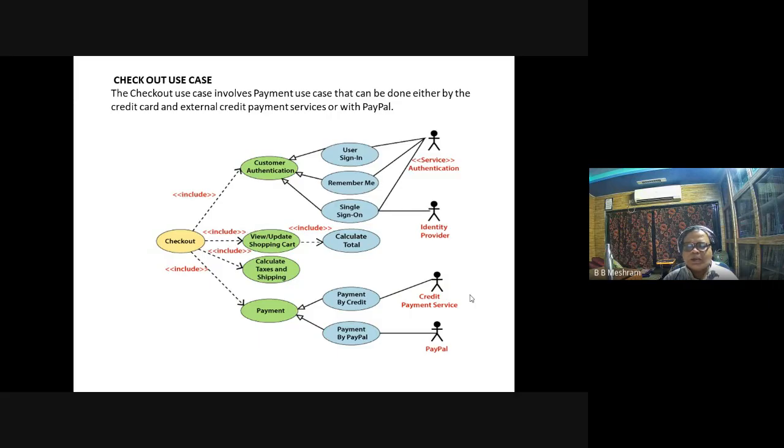So payment is an include use case, which is a generalized use case, because payment can be done by using the payment by credit use case or payment by PayPal. So in this use case, the credit payment service will help to execute the payment by credit. So credit payment service or PayPal are the actors which are placed at the right hand side.